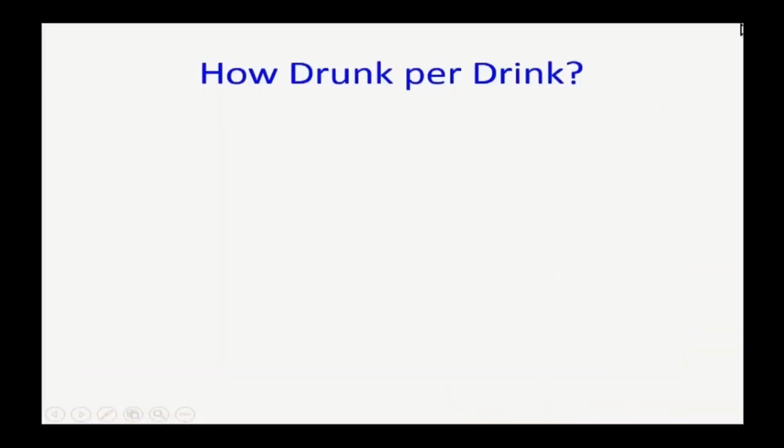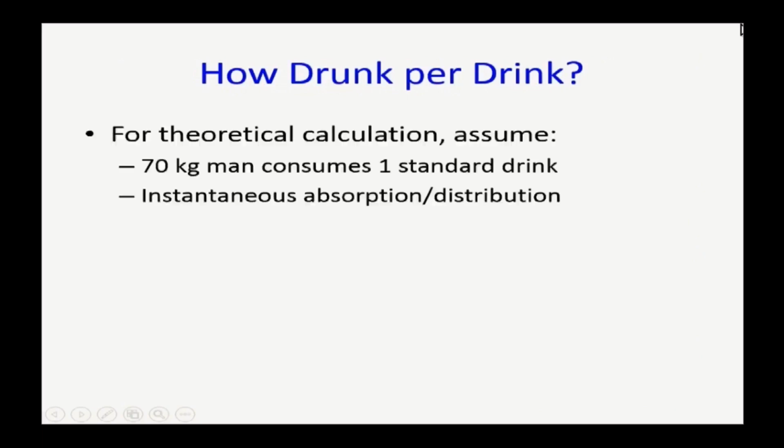One question I get asked fairly frequently is, how drunk does somebody get if they drink one drink? So for a theoretical calculation, we're going to assume a 70-kilogram person who drinks one standard drink, and to make the math easier, that there's instantaneous absorption and distribution. Not true, but it's going to make the math easier.